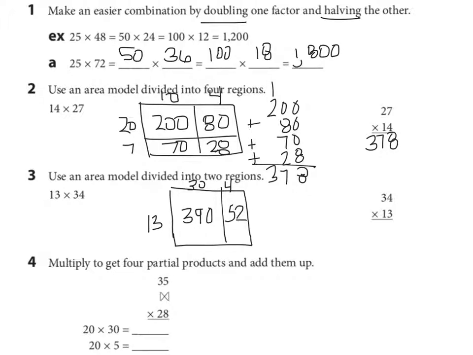Add up these 2 partial products. 390 plus 52, which equals 442.